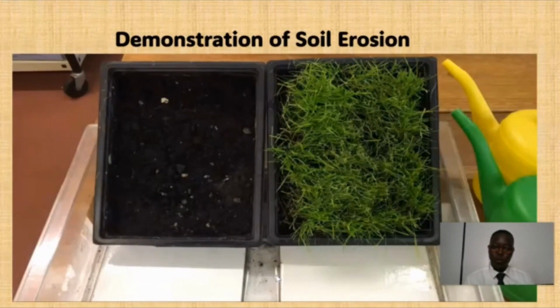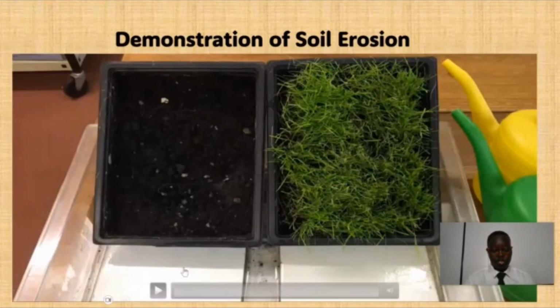I want us to look at this experiment to demonstrate how soil erosion takes place. We have got setup A, depicting land without vegetation, and we have got setup B depicting land with vegetation. Let's watch the video.